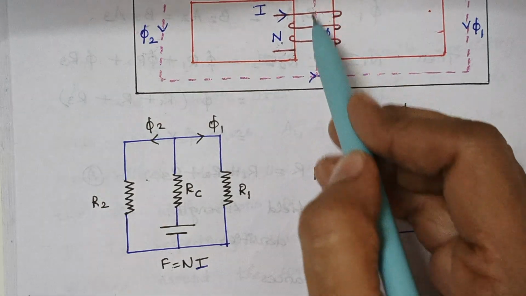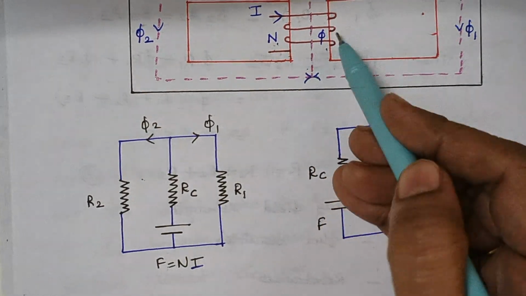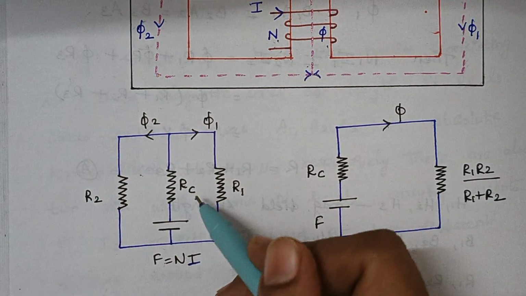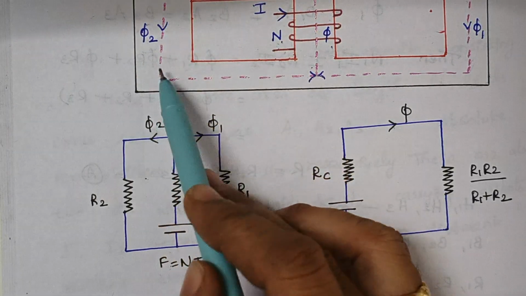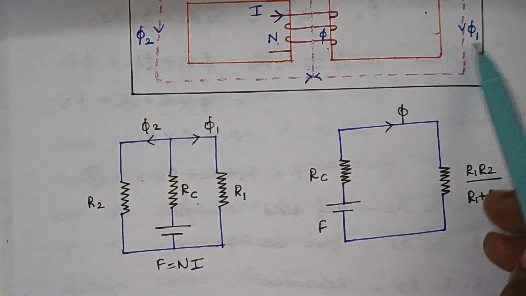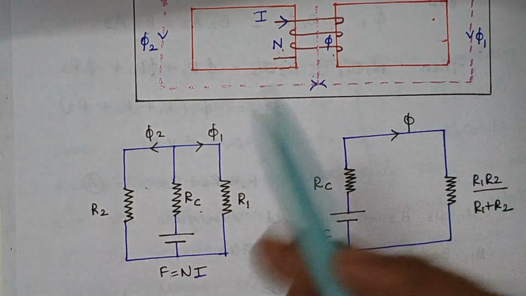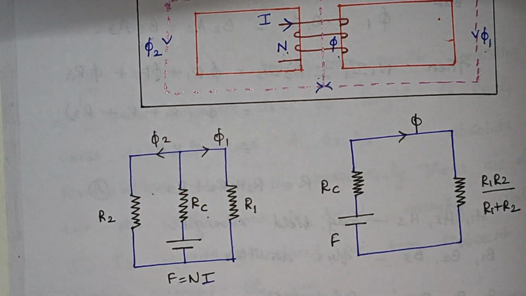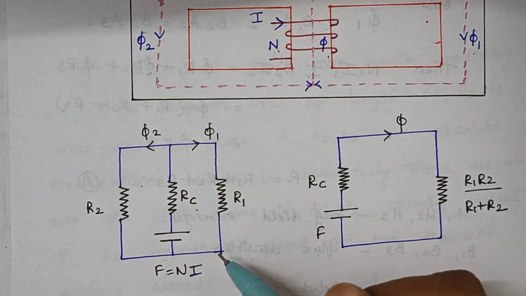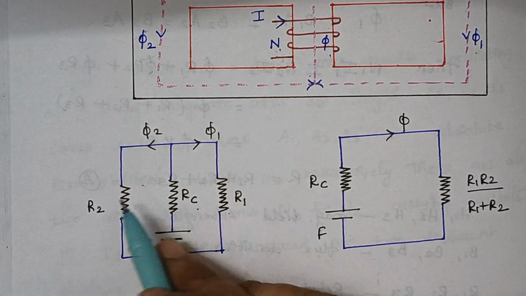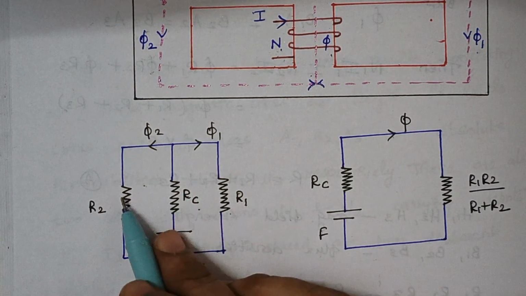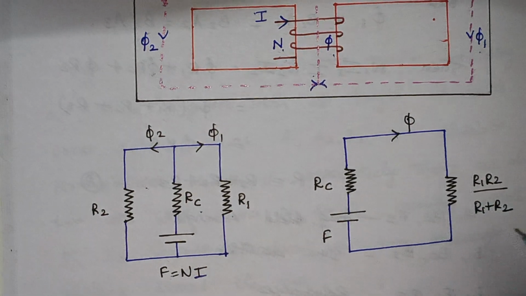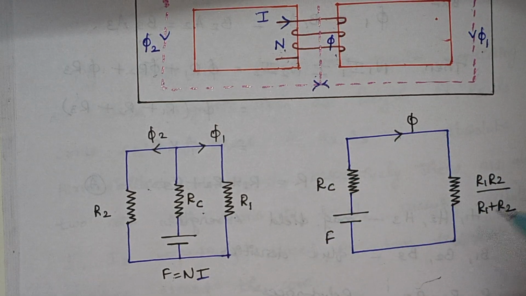Here, this limb's path will have one resistance that is represented as RC, since this is the central limb. And here we have this part, whose resistance value is R2, and the resistance of this part is R1. The respective fluxes flowing are pi1 and pi2. They are different. Again we simplify this equivalent circuit. Since these two resistors are parallel, I am making it into a single equivalent resistance, R1 R2 divided by R1 plus R2. So this is our final circuit here.